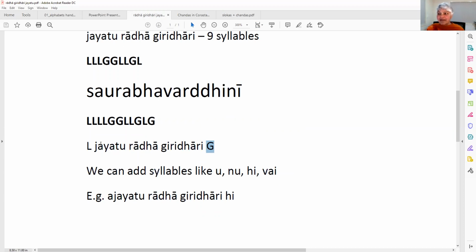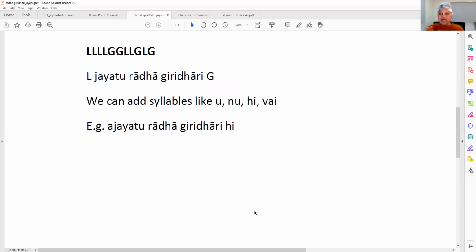So here you could say, instead of Jayatu, you could say Ajayatu, which also means the same as Jayatu. The Ajayatu Radha Giridhari, he, which will bring it to a Laghu actually. If I want Guru, I can put a vai at the end. Ajayatu Radha Giridhari, vai. And this whole process took me quite a long time. And this is definitely not how our acharyas compose verses.